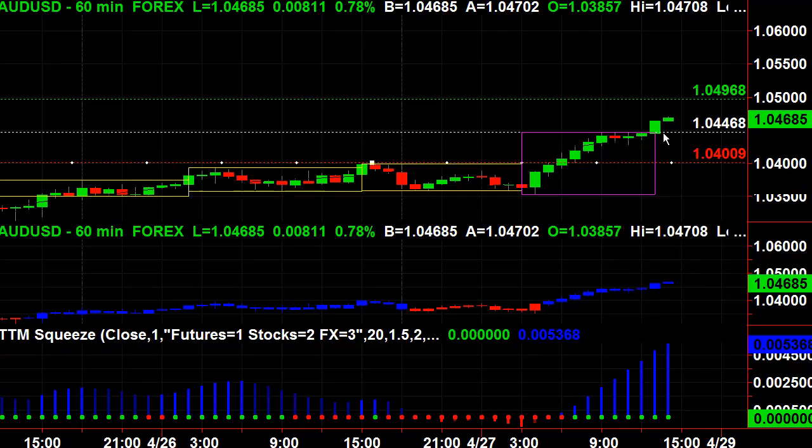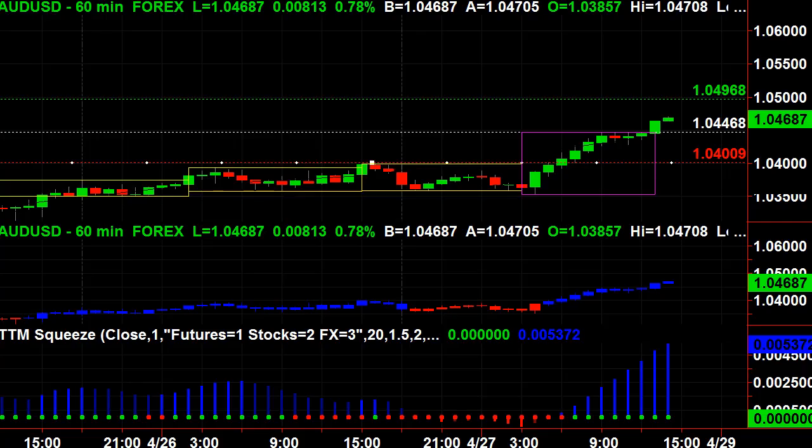So all you're doing is entering when you break out of this box. Half the width of the box will be your stop. And then your target will also be half the width of the box. Now, if you want to use the whole width, just move stuff around. And that is an Aussie dollar trade.